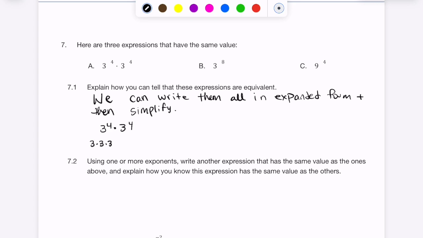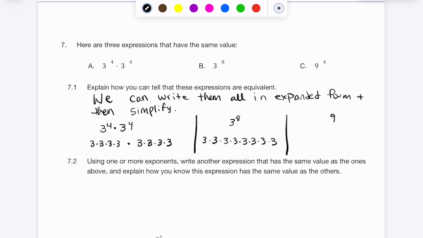Okay, so 3 to the 4th power times 3 to the 4th power is 4 factors of 3 times 4 factors of 3, okay, which we can then see is 8 factors of 3. Okay, 3 to the 8th power, of course, is 8 factors of 3. So that's equivalent, we can see.